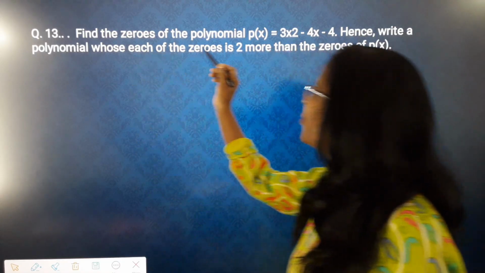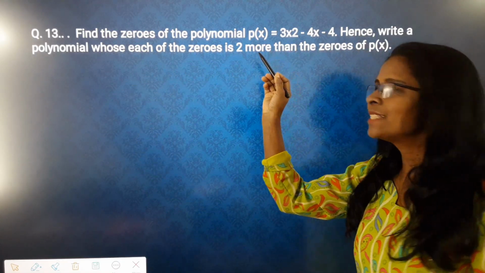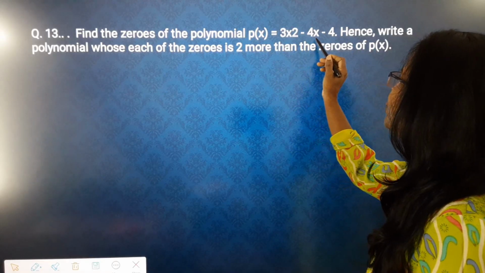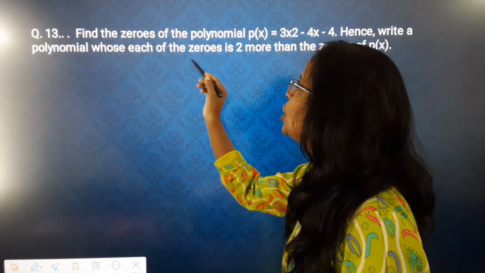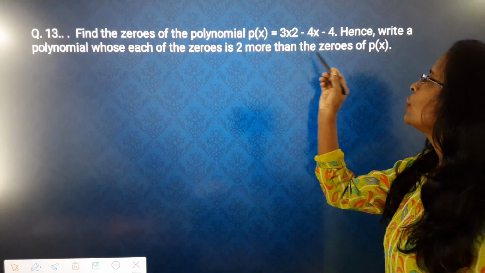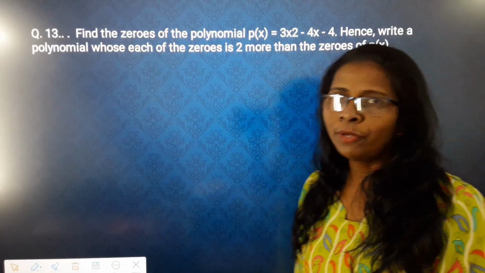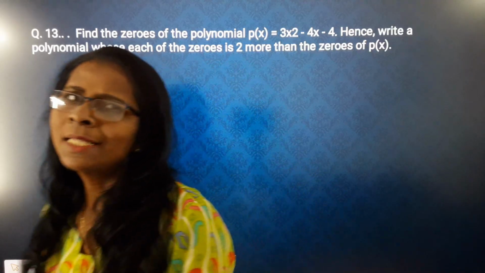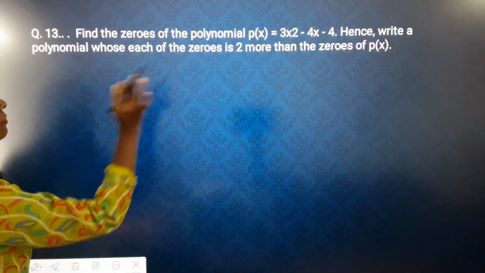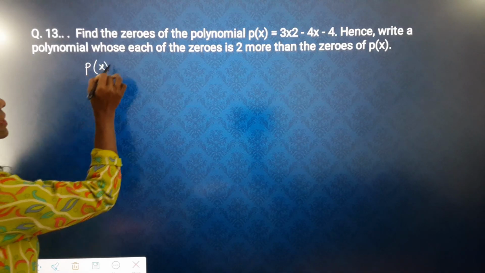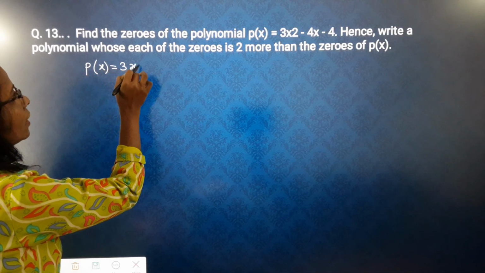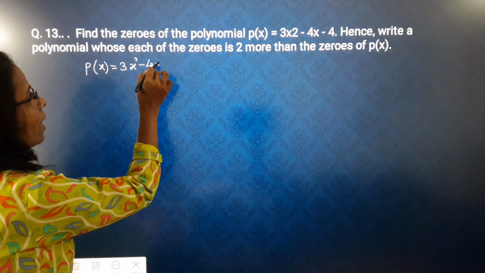Find the zeros of the polynomial p of x is equal to 3x square minus 4x minus 4. Hence write a polynomial whose each of the zeros is 2 more than the zeros of p of x. So now here students, first we write the given polynomial, and the given polynomial is p of x is equal to 3x square minus 4x minus 4.